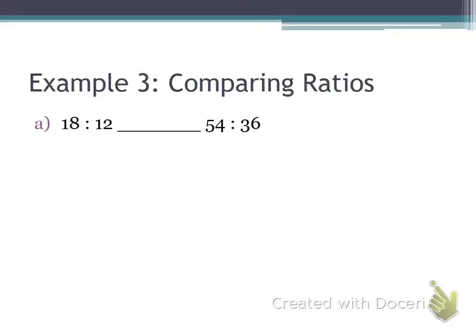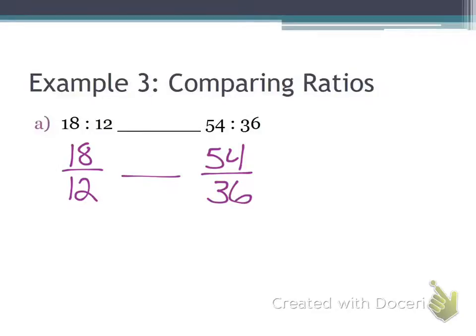In example 3 now, I need to compare the ratios. I can't just look at the ratios and know which one's bigger. I have to change them to a decimal. Remember what I just said about writing it as a fraction? The first number goes on top, the second number goes on the bottom. Now change them to decimals.